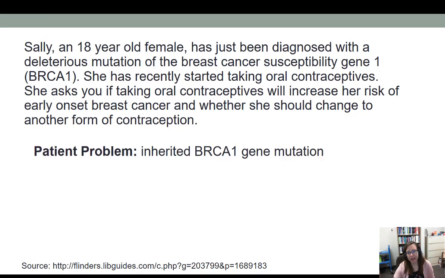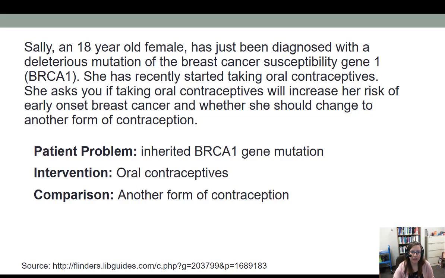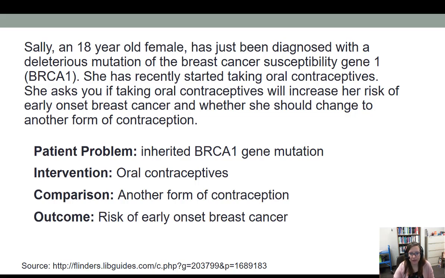So the patient problem is the BRCA1 gene mutation. The intervention is oral contraceptives. The comparison is a non-hormonal form of contraceptive, and the outcome we're interested in, a risk of early onset breast cancer. It would actually be good for us to have time here. So say within the next 15 years or something.